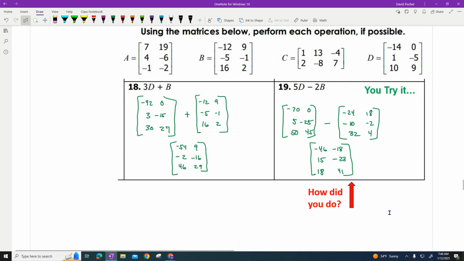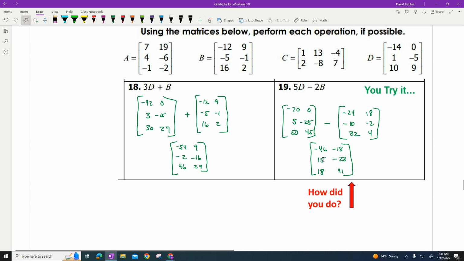Alright, pretty sure I'm right. I want to double check with my notes here. I got a negative 46, minus 18, 15, minus 23, 18, and a 41. Alright, if you didn't get those, maybe you made a calculating error. So go back up here and check your numbers to make sure that you took 5 times D correctly. And then make sure you took 2 times B correctly. I got those numbers, and then I want to subtract these guys.